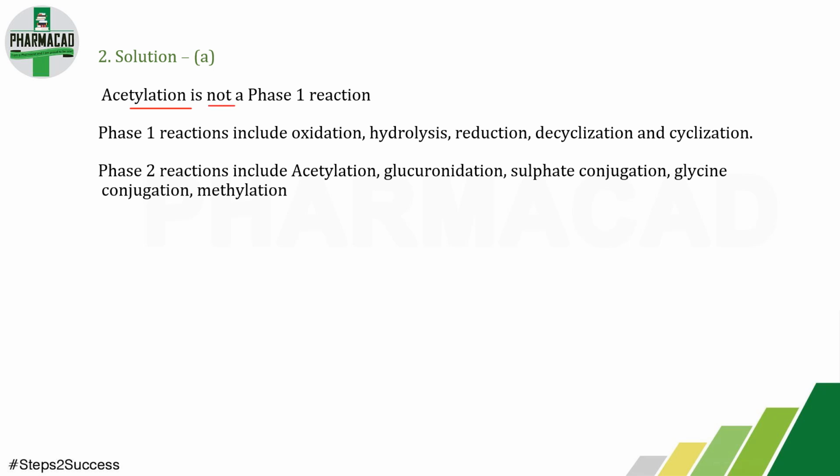However, for phase 1 reactions, you need to remember it includes oxidation, hydrolysis, reduction, decyclization as well as cyclization. And the examples of reaction for phase 2 include acetylation, glucuronidation, sulfate conjugation, glycine conjugation and methylation.